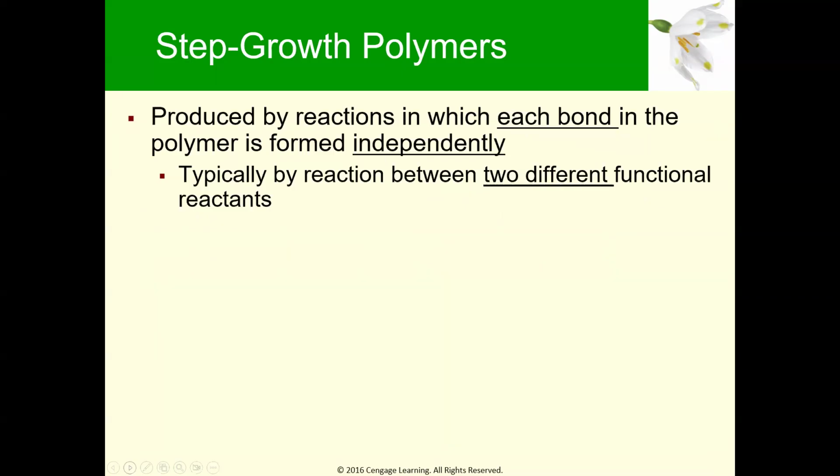But what's different about step growth polymers is that you don't create an intermediate that's wildly reactive. Okay, you create an intermediate that could react, but it's not necessarily going to react. And you'll see that when we start giving you demonstrated examples. So it's produced by reactions in which each bond in the polymer is formed independently. And it's typically a reaction between two different functional reactants.